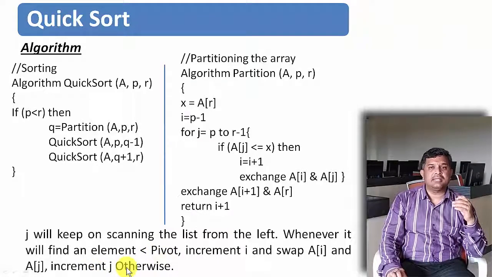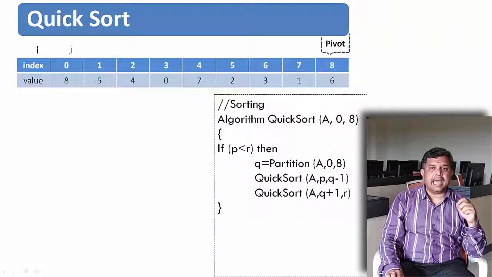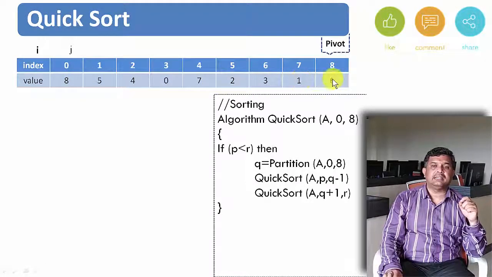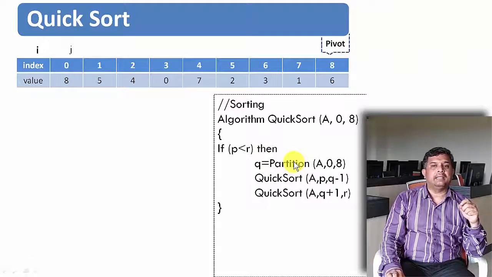Let us try to understand this with the help of this example. So this is an array, 0 to 8 are the indices and the values given are 8, 5, 4, 0, 7, 2, 3, 1 and 6. Now we are calling our quicksort algorithm, A, P and R. So here P is less than R. We will be calling the partition algorithm with parameters A, 0 and 8.